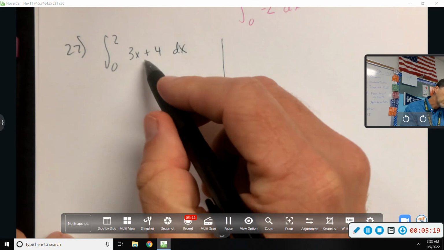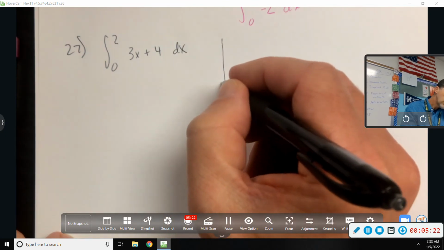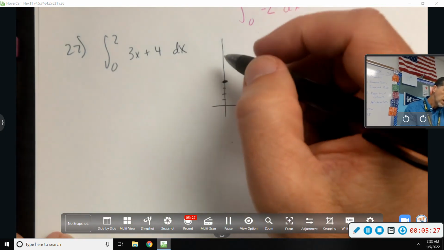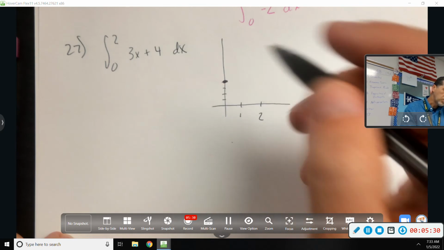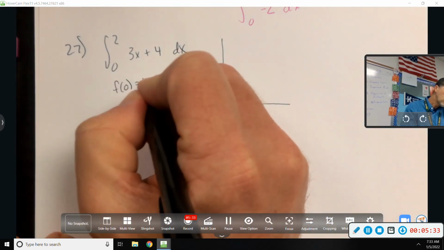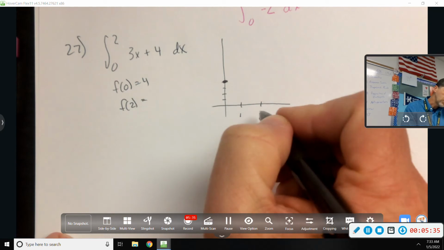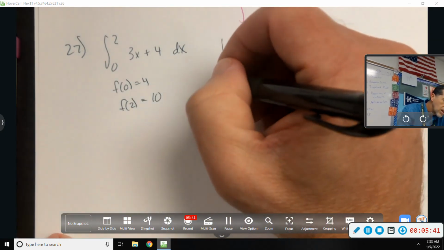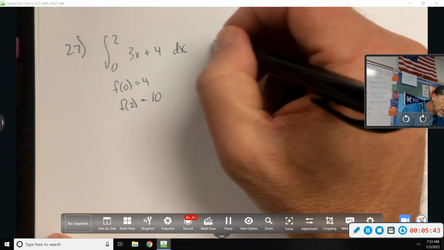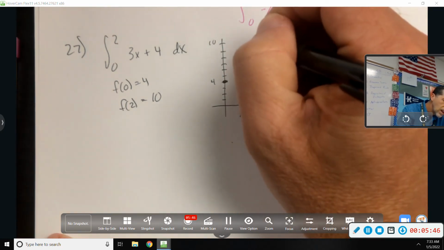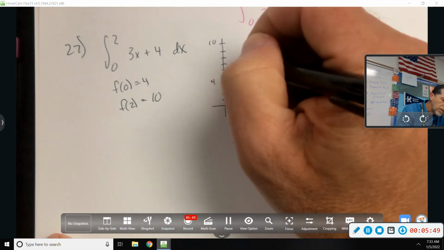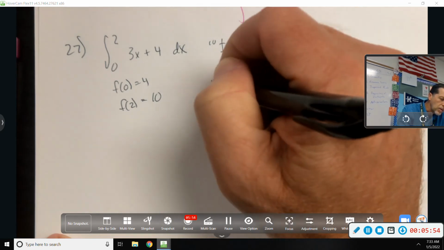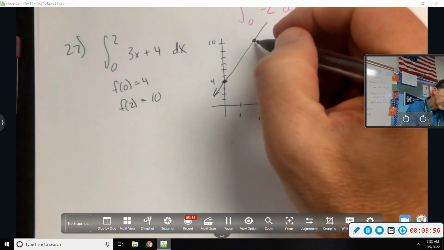So if I plug in 0, I get 4. Slope is 3. Or I could just plug in, f of 0 is 4. I could just plug in 2, because I know it's going to be a straight line. F of 2 is 10. 5, 6, 7, 8, 9, 10. Right? I mean, I guess it goes through 1, 7, but I don't really care about that. I'm only concerned about 0 to 2.